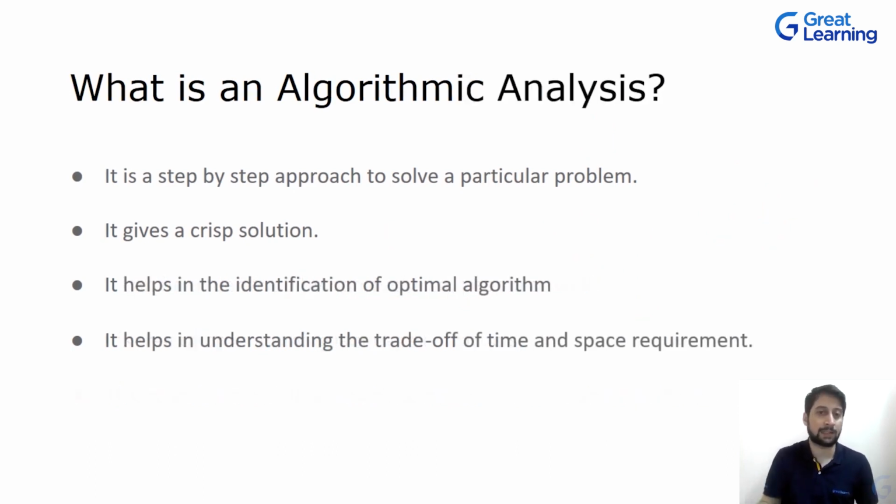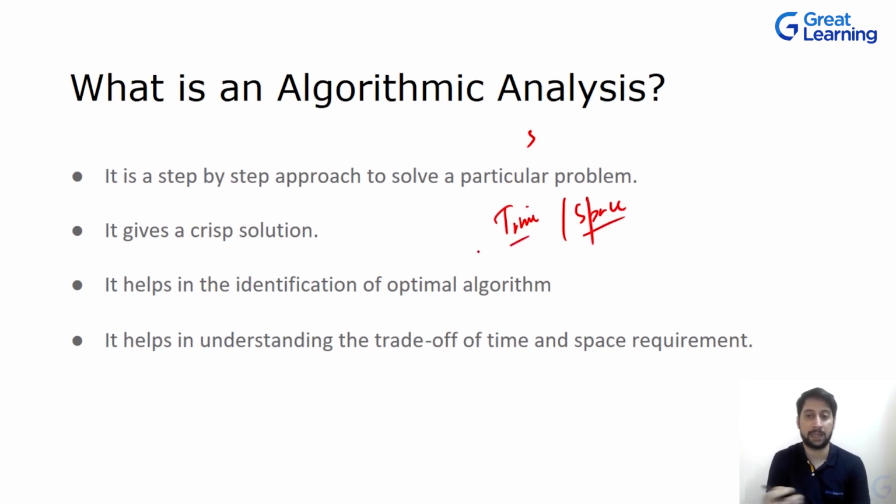So let's see what algorithm analysis is. This is again a step-by-step approach to solve a particular problem. It helps us identify which algorithm is optimal. Okay, this is the analysis part of an algorithm, right? Herein, let's suppose I told you to swap. It helps us to understand the trade-off between time and space complexity, right? So you should always be able to understand the difference between time complexity and space complexity. And depending on that, you should be able to do a trade-off as well.